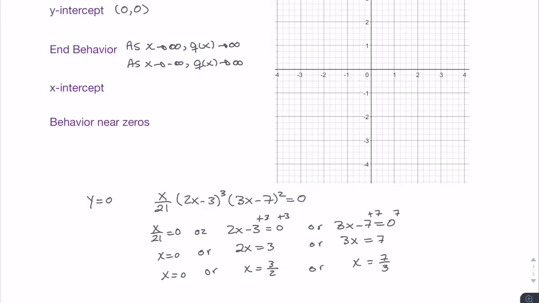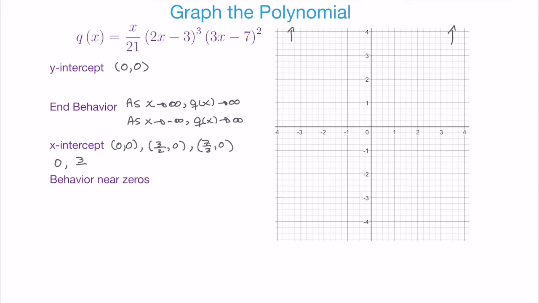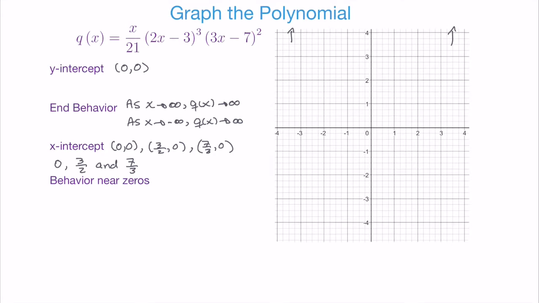And we're ready. We have 3 x-intercepts, which are (0, 0), (3 halves, 0), and (7/3, 0). The roots are then 0, 3 halves, and 7/3. 0 has multiplicity 1, so it crosses at 0. 3 halves has multiplicity 3, so it crosses at 3 halves. 7/3 has multiplicity 2, so it touches at 7/3.